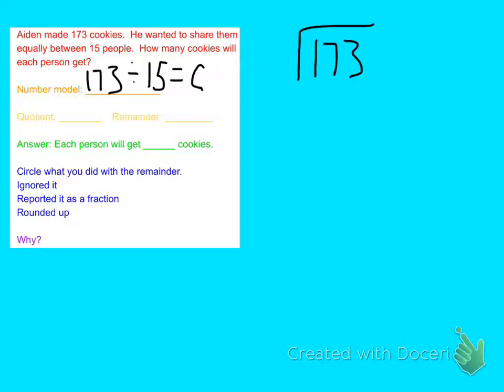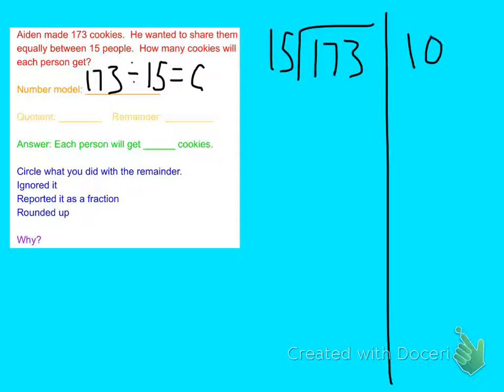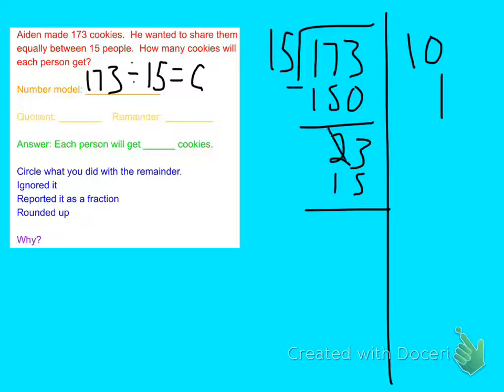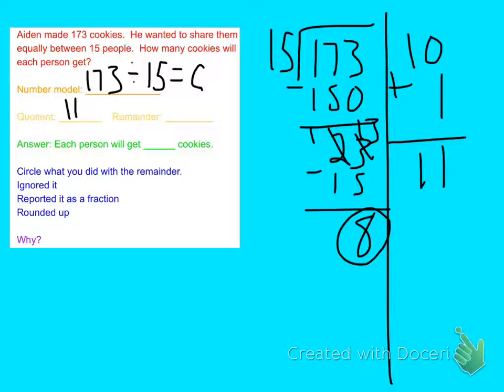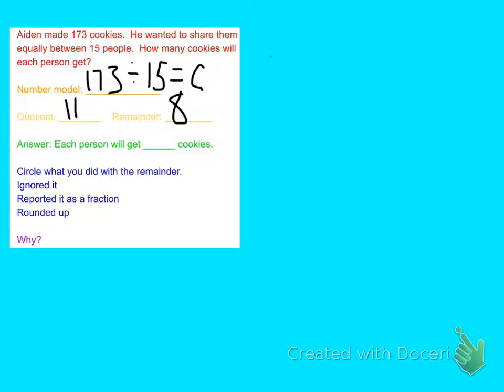Okay, now we can go ahead and solve. 173 divided by 15. I know that 15 can go into 173 at least 10 times. 10 times 15 is 150. Then I subtract. I'm left with 23. I know that 15 can go into 23 at least one more time. 1 times 15 is 15. Then I'm going to subtract. Okay. Next step, add over here. I'm at 11 wholes with a remainder of 8. So I'm going to put that back over here. My 11 is my quotient. My remainder is 8.